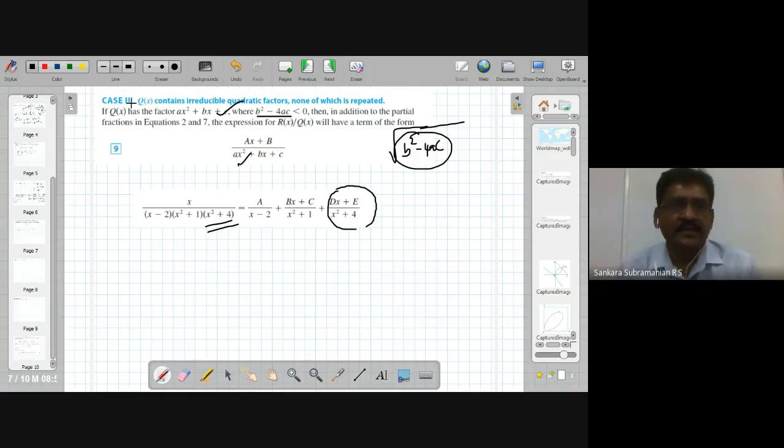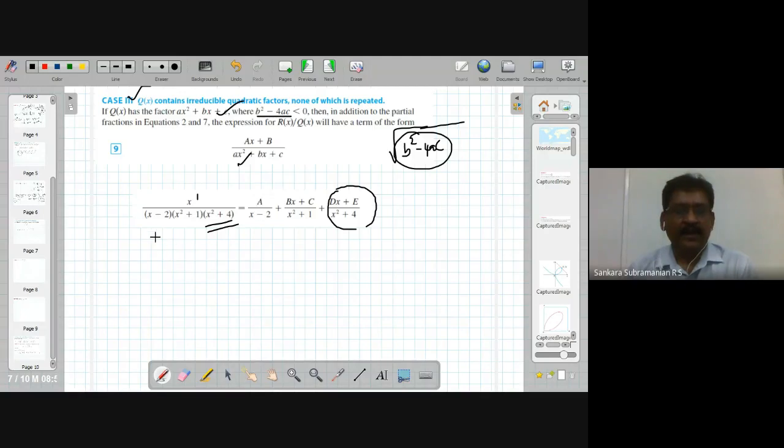We call it case 3. This is an irreducible quadratic factor, none of which is repeated. If it is repeated, then it will go for case number 4. For example, x by (x minus 2)(x square plus 1)(x square plus 4). The degree of the numerator is 1, whereas the degree of the denominator is 1 plus 2 plus 2, which is 5. The degree of the denominator is more, therefore we can go for further proceedings.